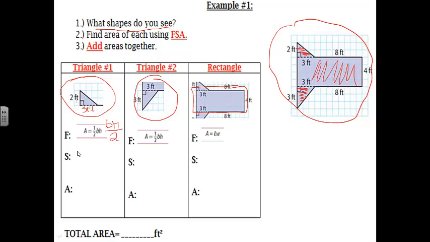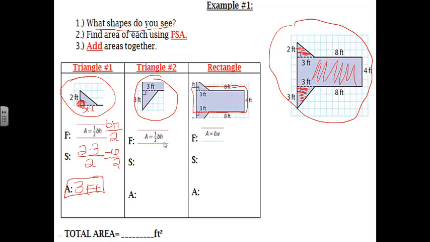How do we know what our base and height are? Exactly. They're connected by the right angle. That's how we know. So we're going to do 2 times 3 divided by 2. 2 times 3 is 6, divided by 2 would be 3 feet. So our area for triangle number 1 is 3 feet. All right, so we got that one done.